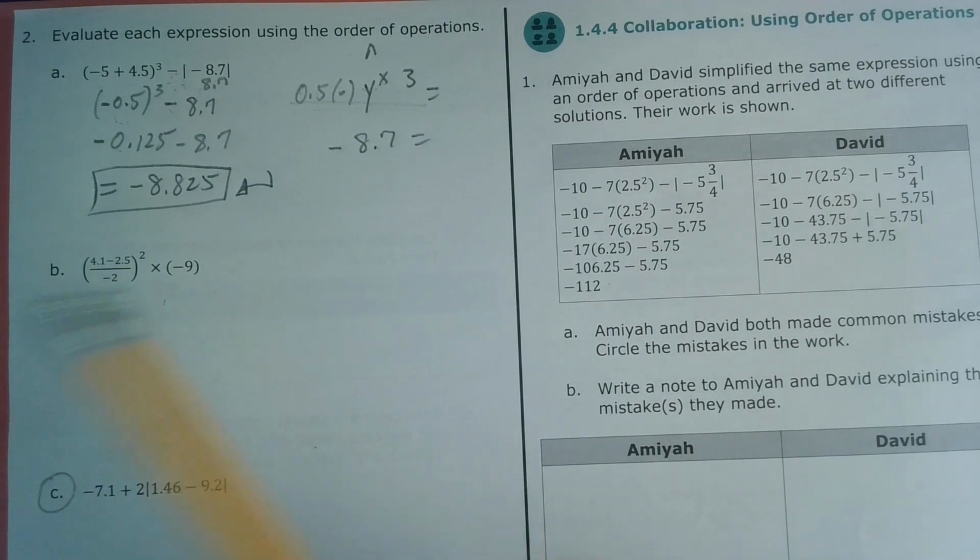Okay. So part B. I'm going to wait about 5 seconds. Go ahead and pause, try to work this, and then unpause and see how you do.